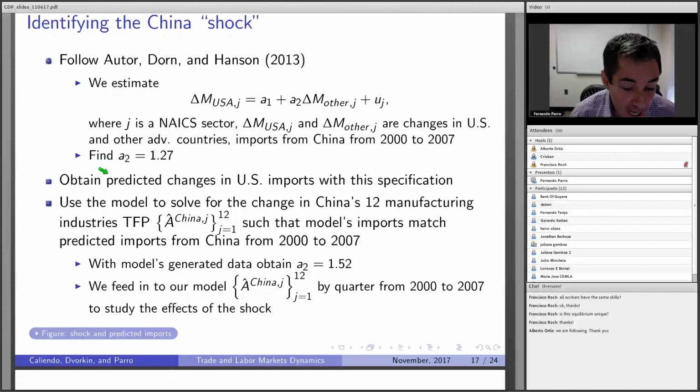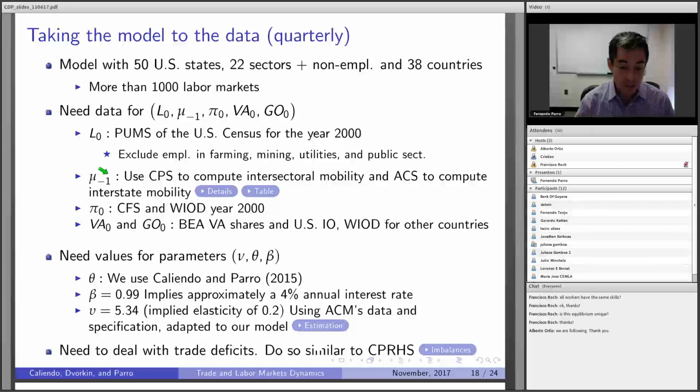So just to recap, the changes in productivity in China that match exactly the predicted change in US imports from China using the instrument of Autor and Hanson is our China shock. And this is the shock that we are going to fit into our general equilibrium model.